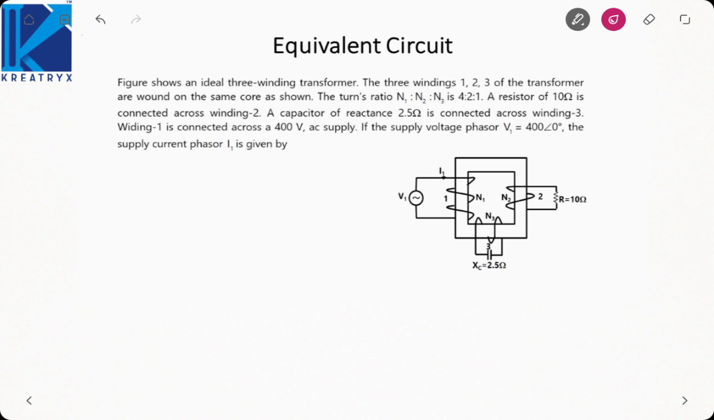See, here it is saying it is an ideal 3-winding transformer. What is meant by 3-winding? That there is one primary, and the other two are secondary and tertiary. The turns ratio is given to us. N1 is to N2 is to N3, that is 4 is to 2 is to 1. Now a resistance of 10 ohm is connected across winding 2 and a capacitor of reactance 2.5 ohm is connected across winding 3. We know the voltage phasor, we need to find the current phasor I1.